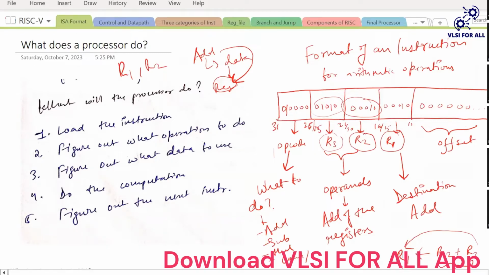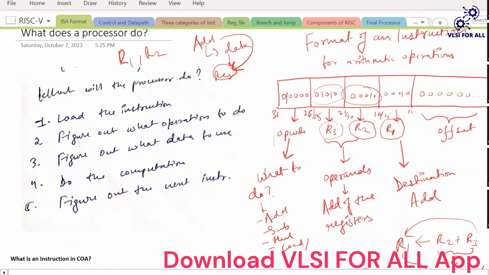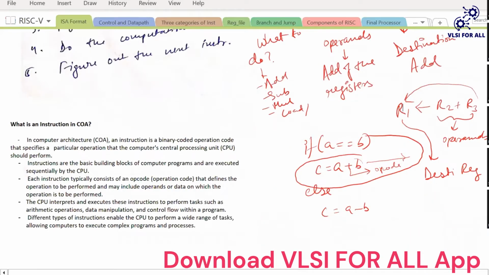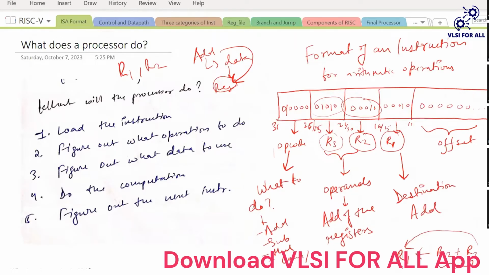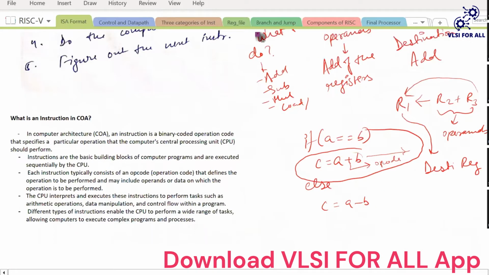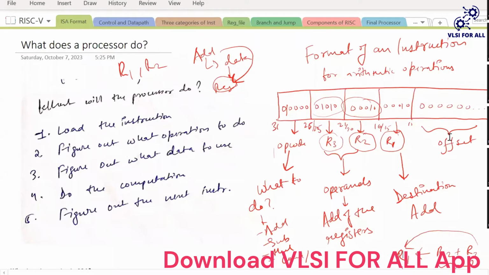Hello, sir. Hello. Yes. Sir, this instruction format is only valid for a 32-bit RISC processor, na, sir? Yes. This is only valid for the 32-bit RISC processor. See, 32-bit RISC processor going to have a 32-bit instruction. Fine. Okay, sir.